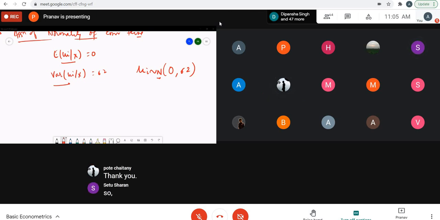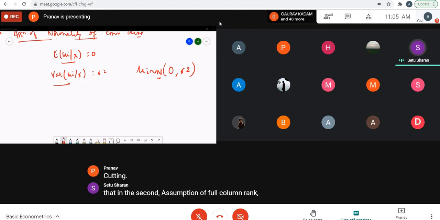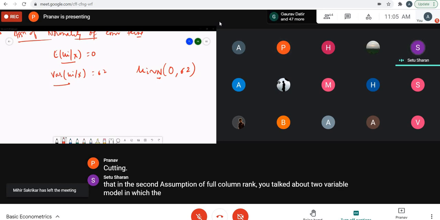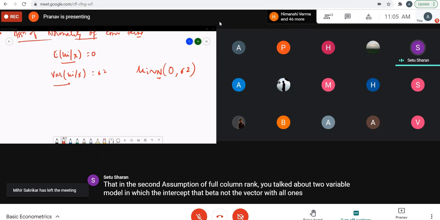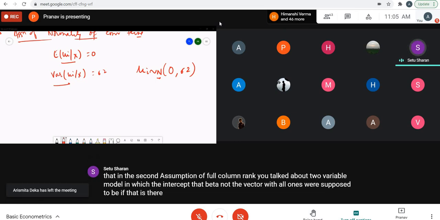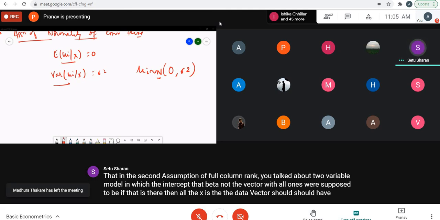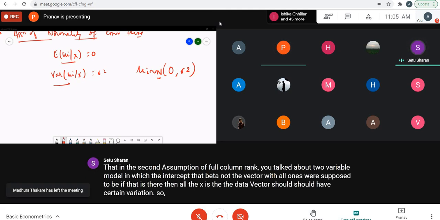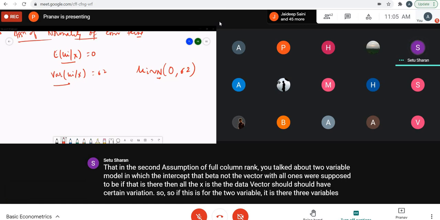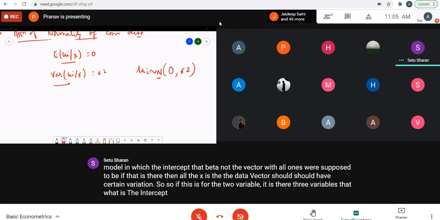Sir, in the second assumption of full column rank, you talked about a two variable model in which the intercept, that beta naught, the vector with all ones, was supposed to be, if that is there, then all the x, the data vector, should have certain variation. Correct. So if this is for the two variable, if there are three variables, what does the intercept being there signify?